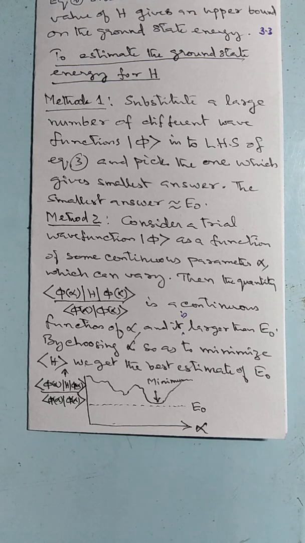If we use different wave functions |φ⟩ to find the expectation value of H, the one which is smallest gives the value of E0. The smallest answer is the ground state energy E0 of the system. This is one method. Another method is to consider a trial wave function |φ⟩ as a function of some continuous parameter alpha which can vary.